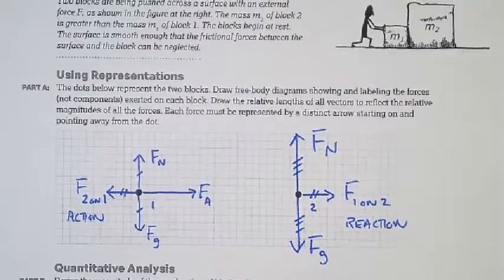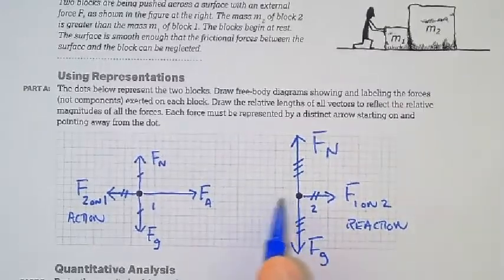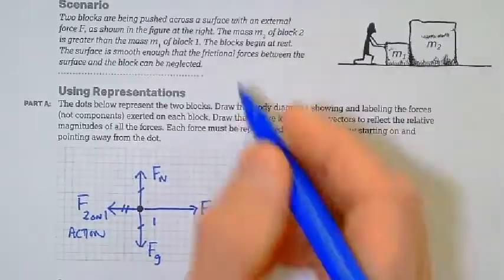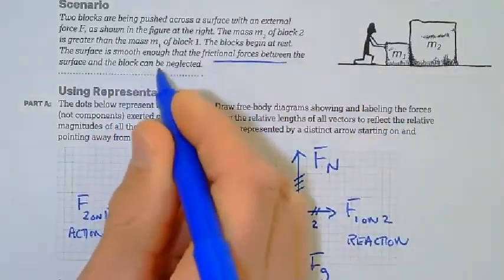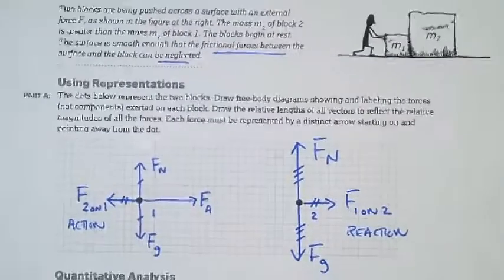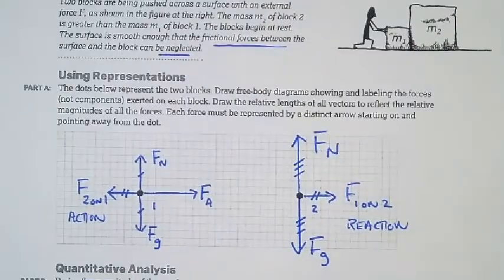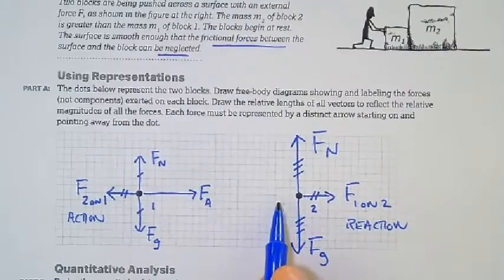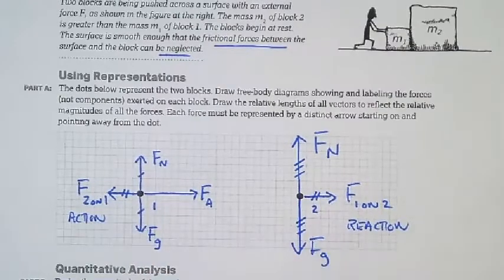Okay? And then lastly, is there any force that points to the left on block 2? And I go back up and it says that frictional forces can be neglected. So my conclusion is no. And there wouldn't be any other force. What else would push block 2 backwards? Nothing.